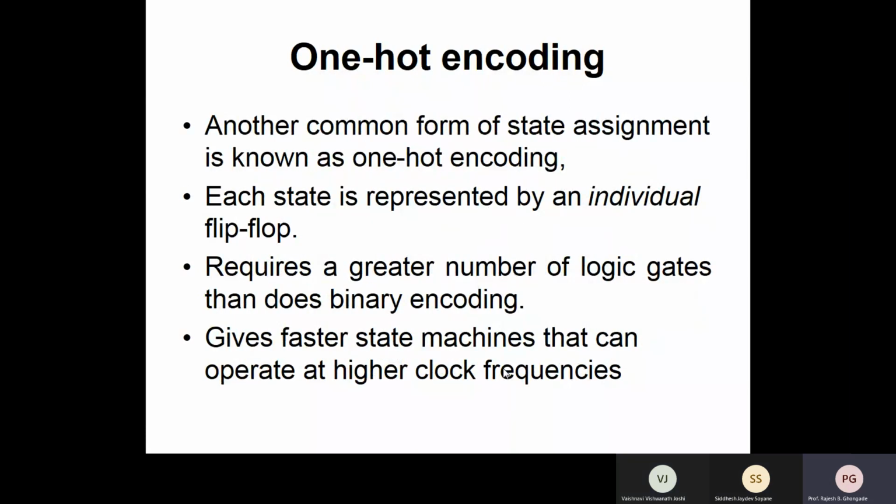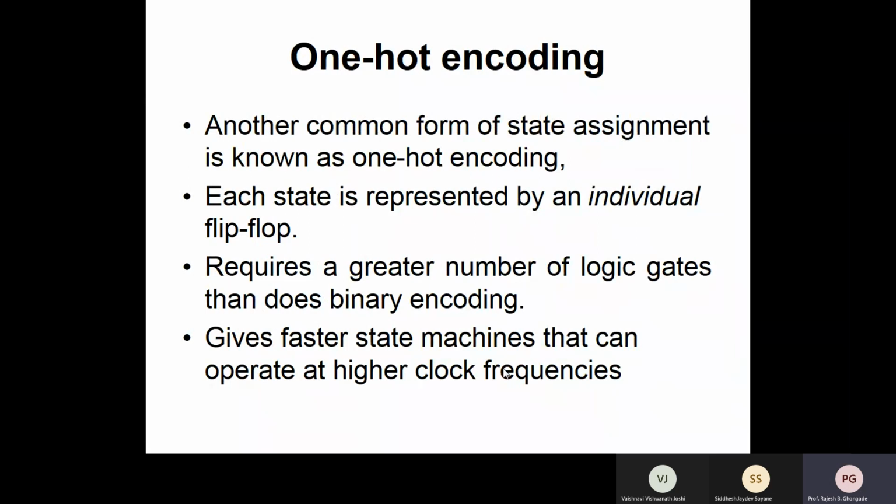The other way of encoding is called one-hot encoding. This is another preferred way. Each state is represented by an individual flip-flop. One downside is that the number of flip-flops required will be more. At the same time, the advantage is that it gives you a faster state machine because it can operate at higher clock frequencies.